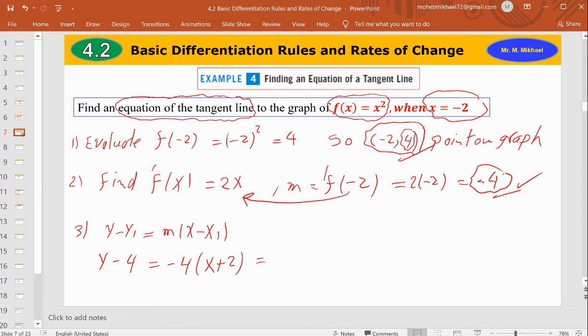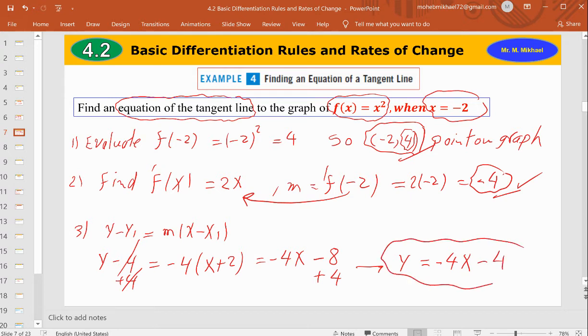I can simplify this equation using the distributive property: -4x minus 8, and I can isolate the y by adding 4 to both sides. If I add 4 to both sides, I will get y isolated and equal to -4x minus 8 plus 4, which simplifies to -4x minus 4. Here we are. This is, guys, the equation of the tangent line of this graph by the help of the derivative.